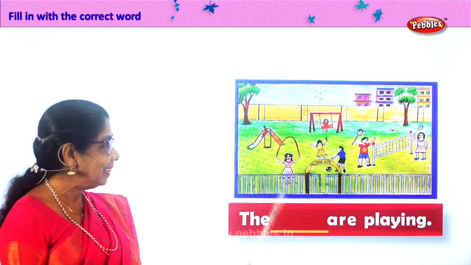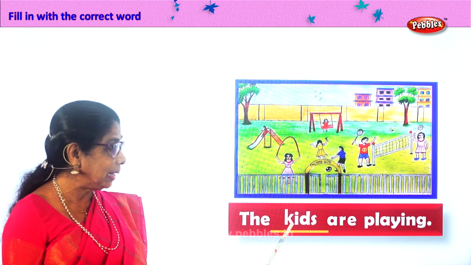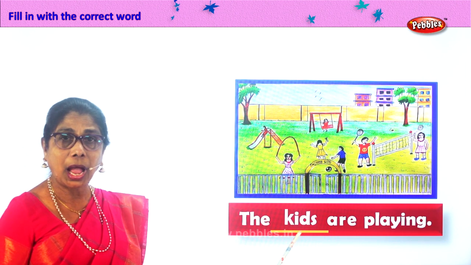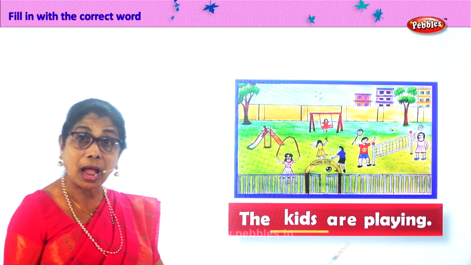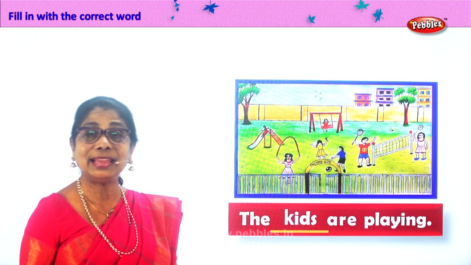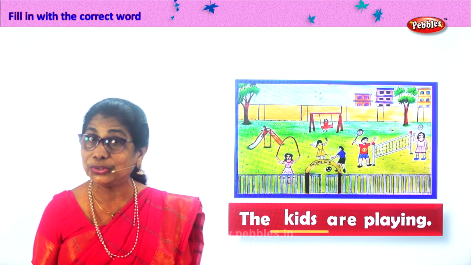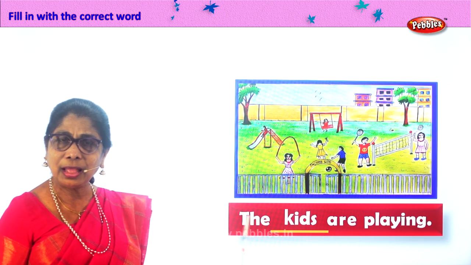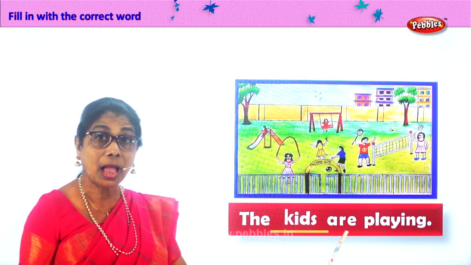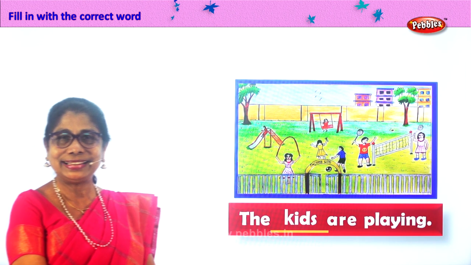Kids. Correct. The kids. Kids spelling K-I-D-S. The kids are playing. Where are they playing? They're playing in the park. Very good. So you chose the correct word. Please read the sentence aloud. The kids are playing. Good.